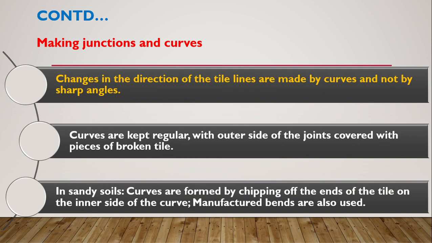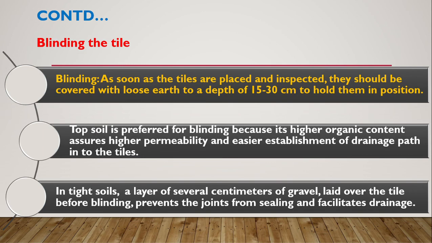And changes in direction of the tile drains are made by curves and not by sharp angles, as we have discussed earlier. Curves are kept regular with outer side of the joints covered with pieces of broken tile. When there is a need for junctions, if we have to connect two tiles, or if there is a junction of two tiles, then we have to provide prefabricated junctions. Just like if we are using some pipelines, we have to provide some T joints or some U joints, like that joints should be given, right? So we should not give sharp angles for that. We have to give prefabricated joints for that. So those are the main things we have to discuss.